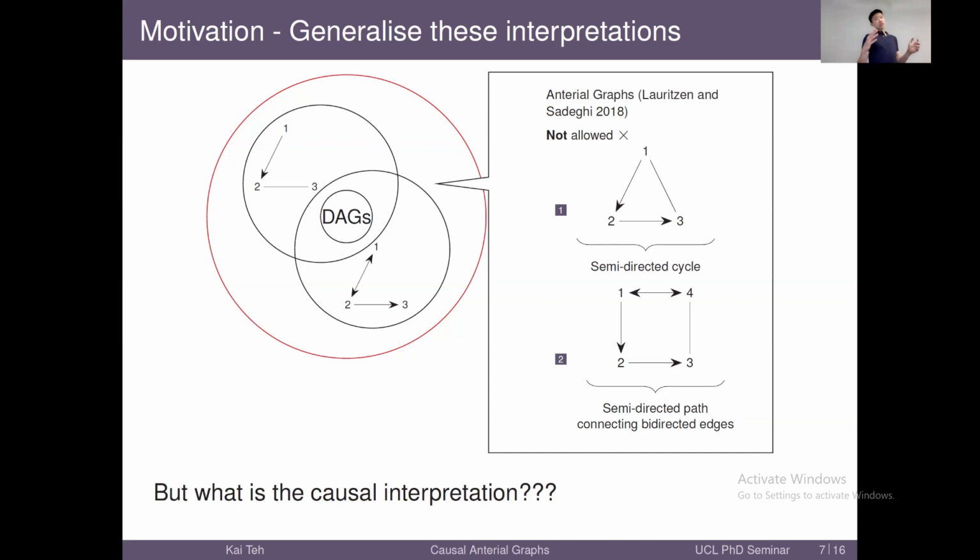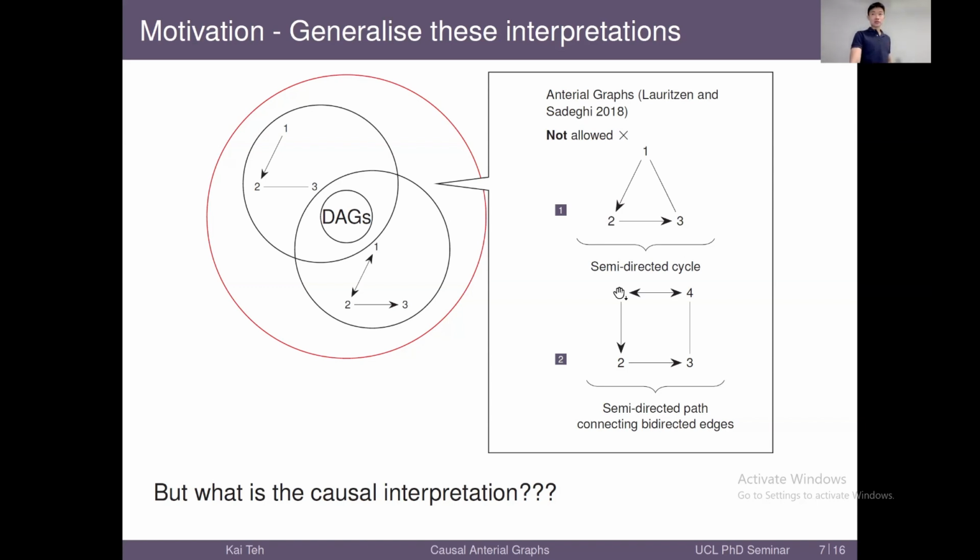So these sorts of graphs have been studied purely from a graphical modeling perspective, by my citation here. But what is the causal interpretation? What does it mean from a causal perspective? For example, DAGs, SEMs, and so on, the ones we introduced just now. So what's the corresponding causal interpretation of that? All right, so this is in general a hard problem.